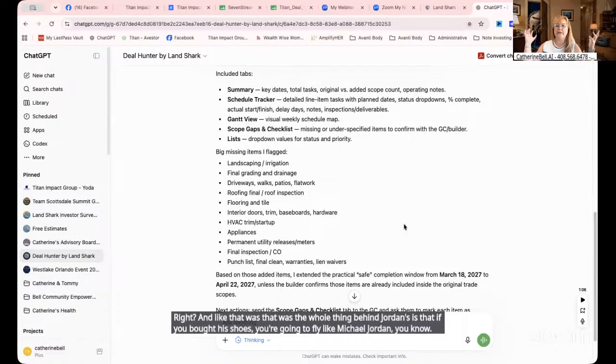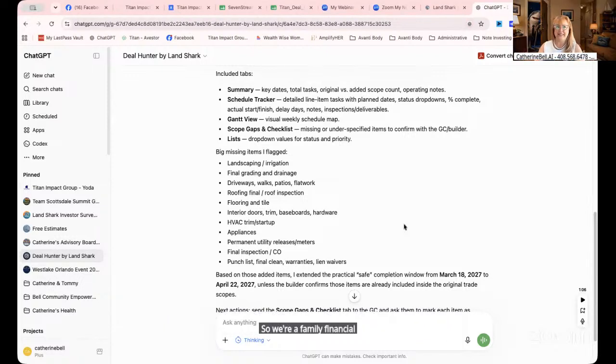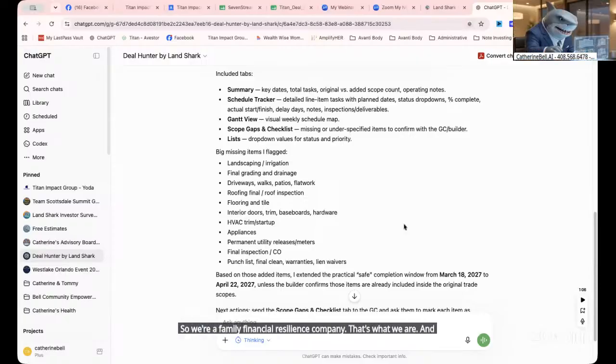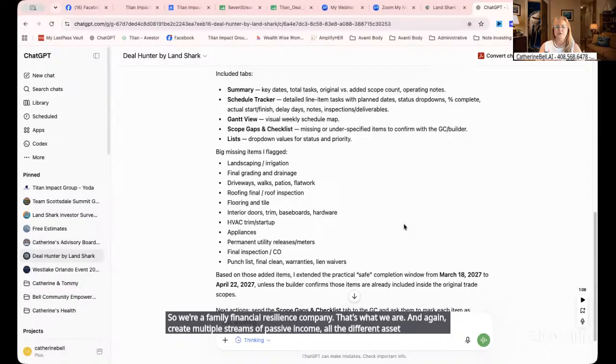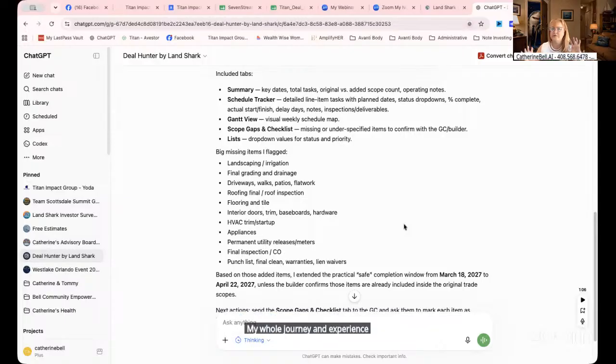So we're a family financial resilience company. That's what we are. We help people create multiple streams of passive income across all the different asset classes, so it doesn't pigeonhole us into one asset class. It really is about financial resilience, and it's based on my whole journey and experience. So we're going to create a whole culting brand around that.